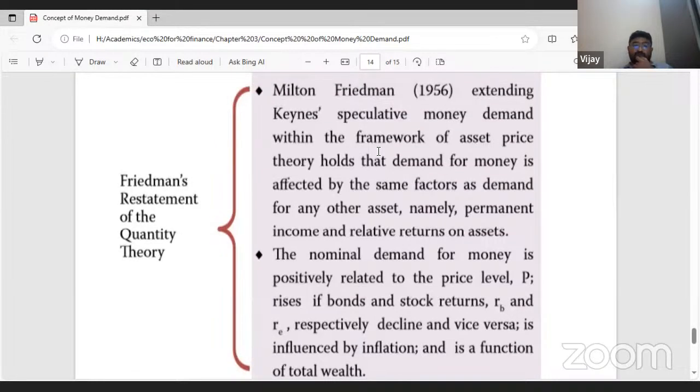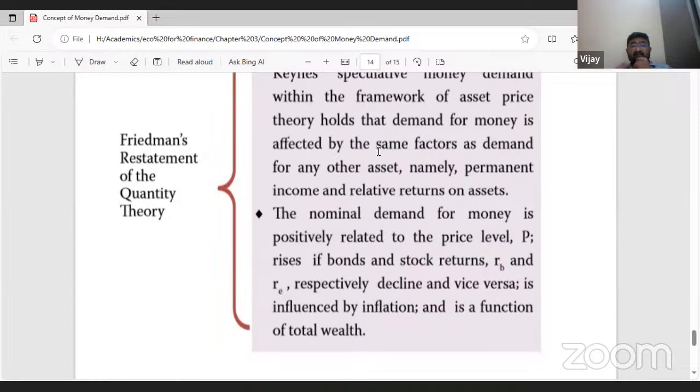Milton Friedman approach. Here, sir, we need to consider the equity share. That is a permanent source of income providing asset. For example, house property gives a permanent source of income. Equity shares give dividend.